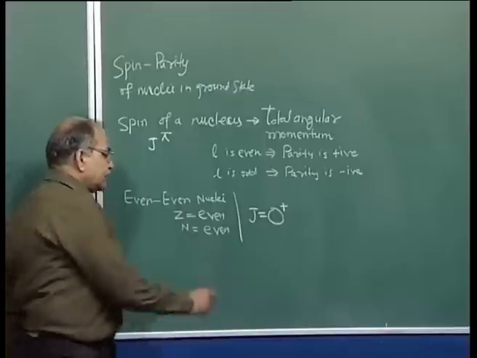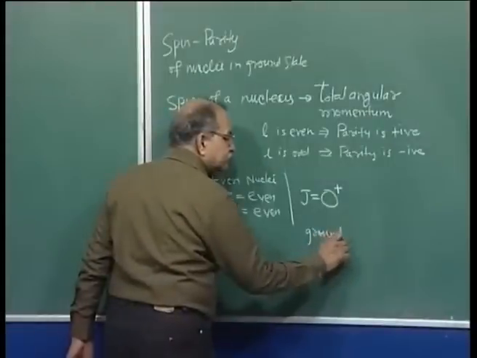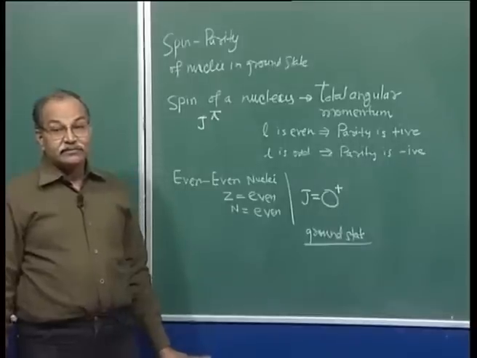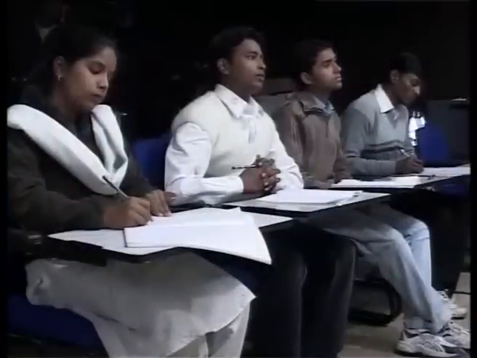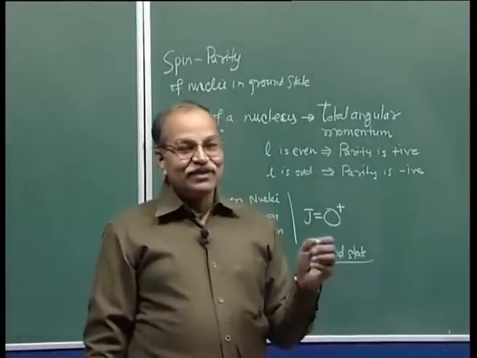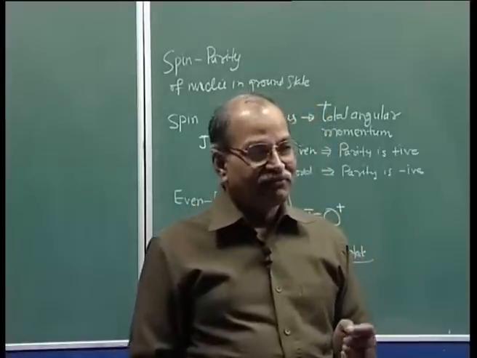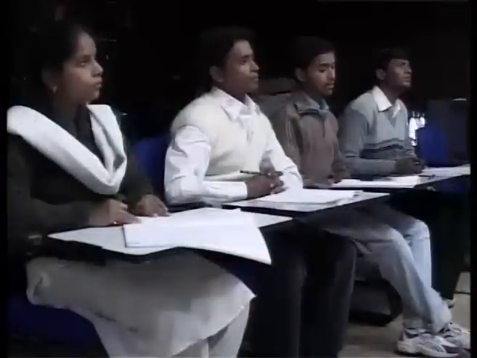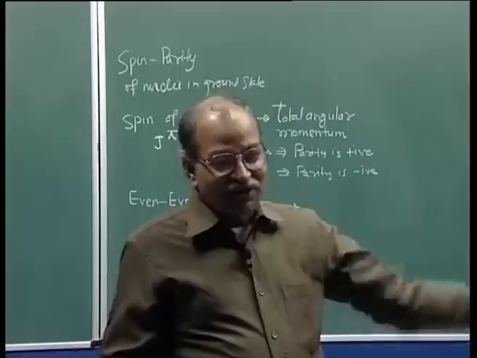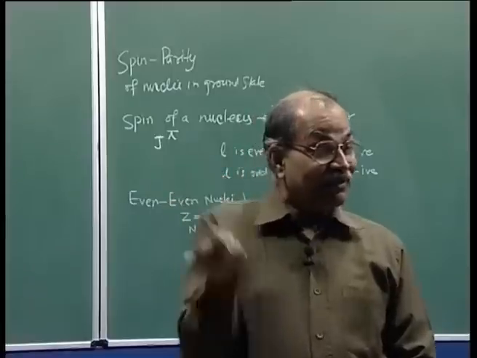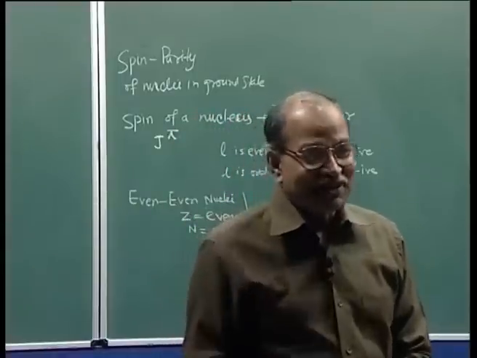All even nuclei in their ground state, remember, will have J, the total angular momentum, but it is called spin of the nucleus. Why is it called spin? That is a terminology you must remember. The word nuclear spin is meant for the total angular momentum of the nucleus. That is the definition of the term nuclear spin. Why that nomenclature has come could be for historical reasons, but today we only know that if a nuclear physicist is talking of nuclear spin, he is talking about the total angular momentum.